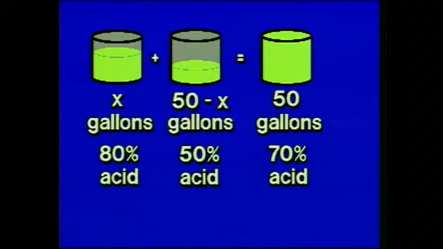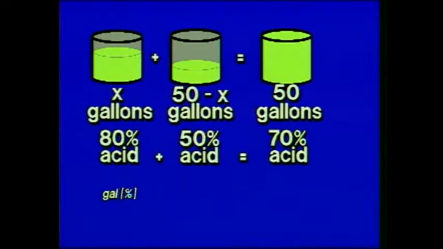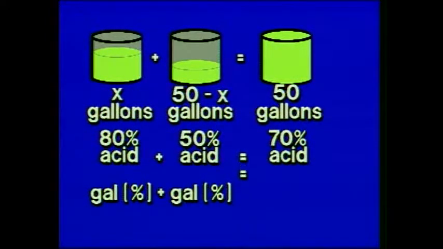Now it turns out that our equation is based upon the amount of acid involved in each of these containers. That is, the amount of pure acid in the first container plus the amount of pure acid in the second one is equal to the total amount of pure acid. And that amount of acid is found by multiplying some number of gallons times the percent of acid. Now that's true in every case here.